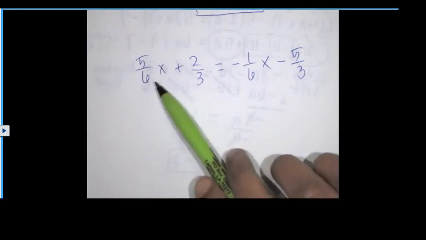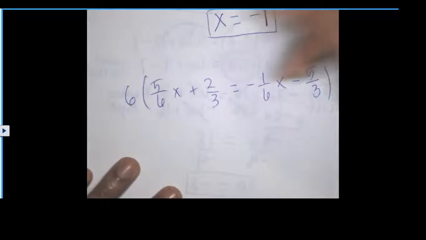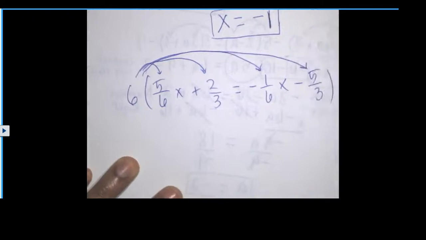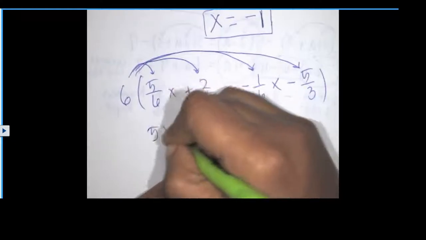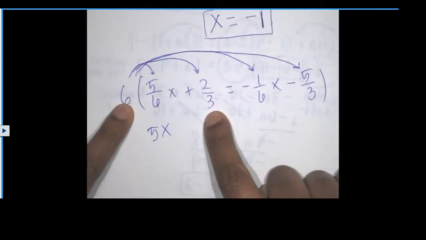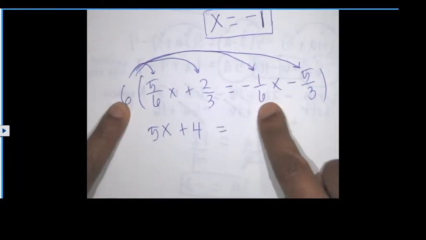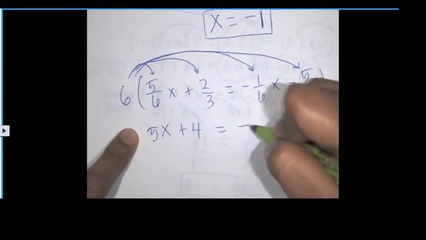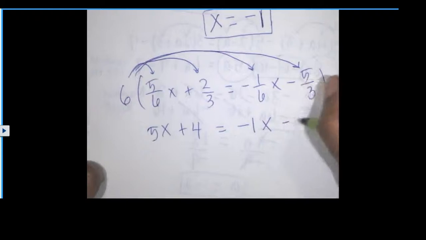So in this case, we could just use 6, because 6 is in the 3 family and 6 is in the 6 family. So let's multiply everything by 6. We're going to do the distributive property to every single term, so you can go across that equal sign. 6 divides into 6 1 time, so this will be a 5x. 3 divides into 6 2 times, and 2 times 2 is 4. 6 divides into 6 1 time, and 1 times -1 is just -1x. So we'll put a -1x here. 3 divides into 6 2 times, and 2 times -5 is -10.